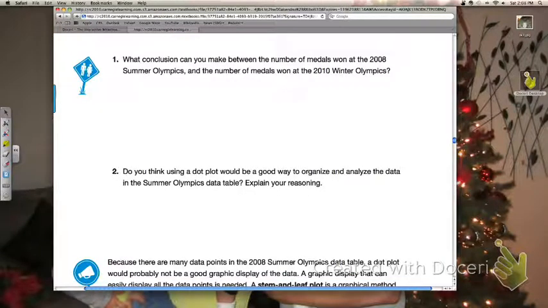Let's take a look at the next page, page 1026, and what I would like you to do with your group members is answer questions 1 and 2. Number 1 says, what conclusion can you make between the number of medals won at the 2008 Summer Olympics and the number of medals won at the 2010 Winter Olympics? Now remember, this is the chart that was back at the beginning of 15.3, so that's the table that you're going to want to go back and refer to. Also then, I want you to answer number 2. It says, do you think using a dot plot would be a good way to organize and analyze the data in the Summer Olympics data table, and then explain your reasoning? So do that with your group members.